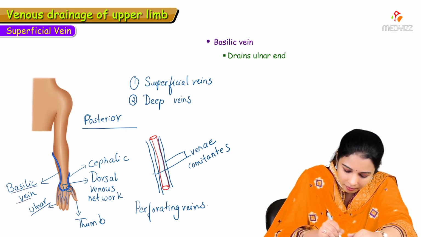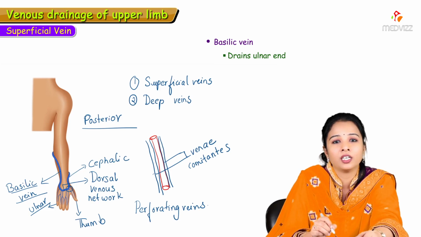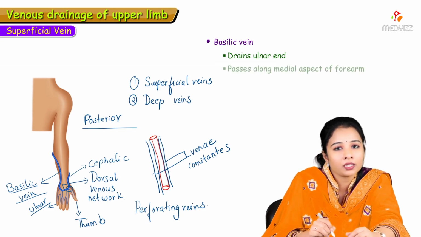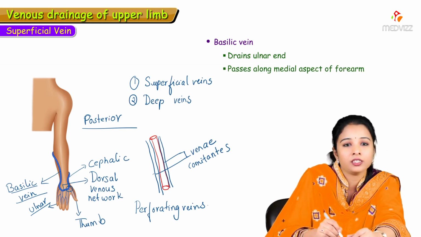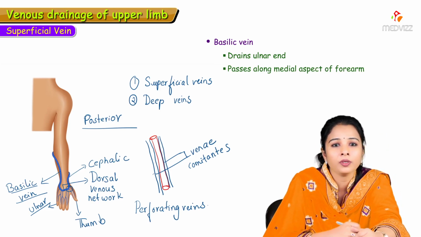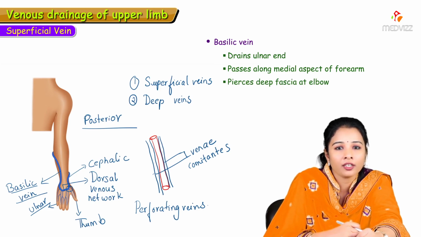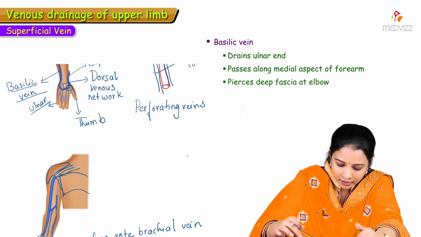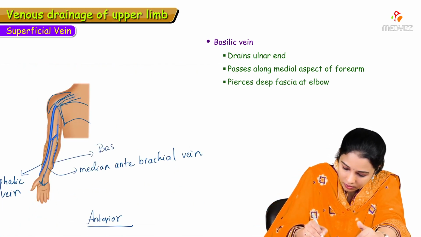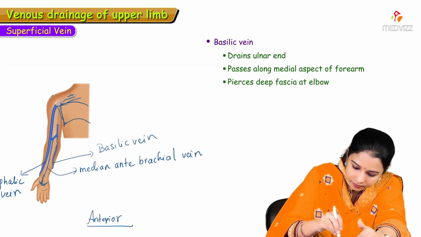So this is the basilic vein, which begins from the ulnar end of the dorsal venous arch and passes along the medial aspect of the forearm. So this is the medial side or the ulnar side of the forearm, and it pierces the deep fascia at the elbow. Slowly now it runs anteriorly. This is the basilic vein.